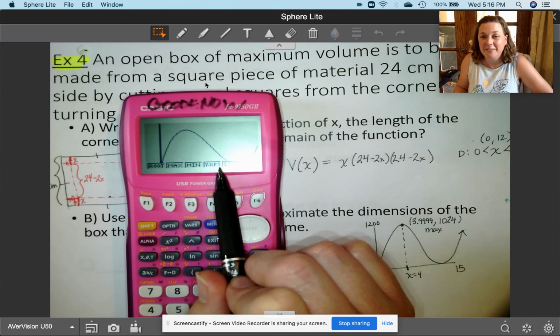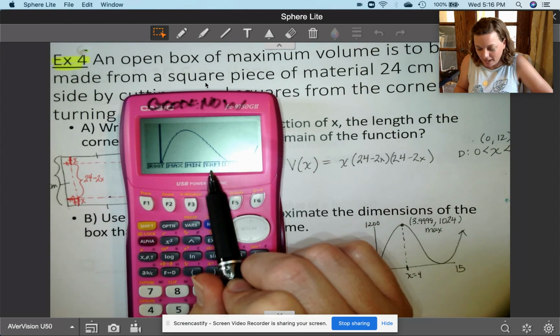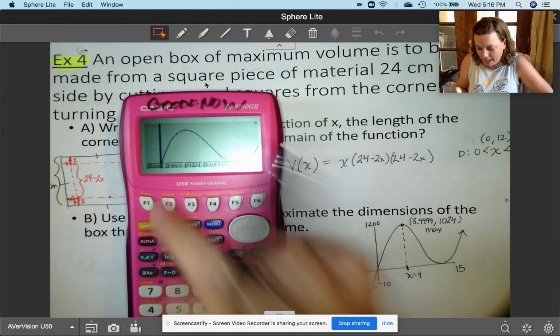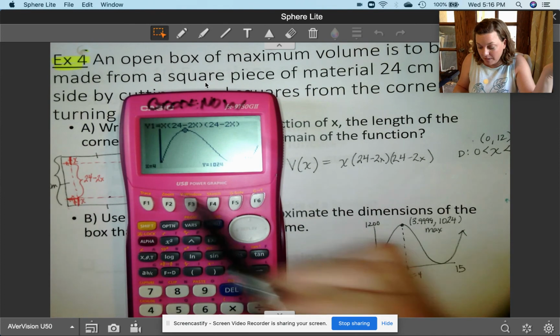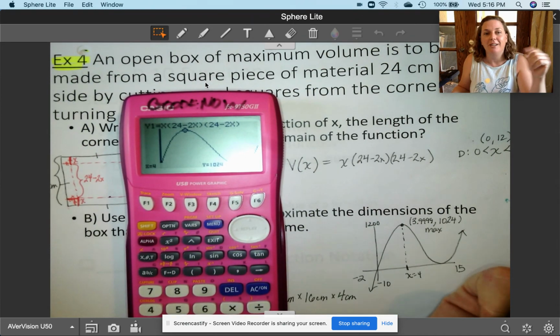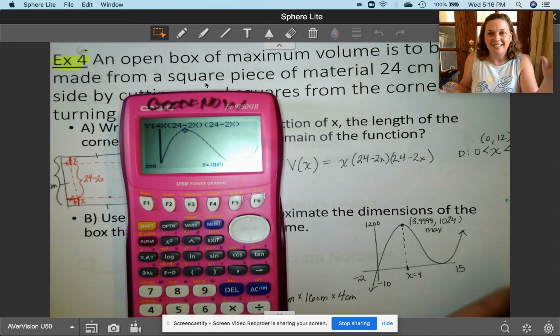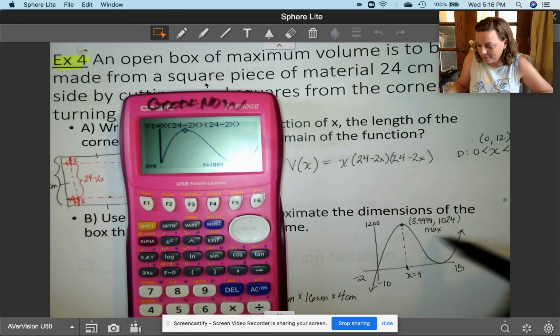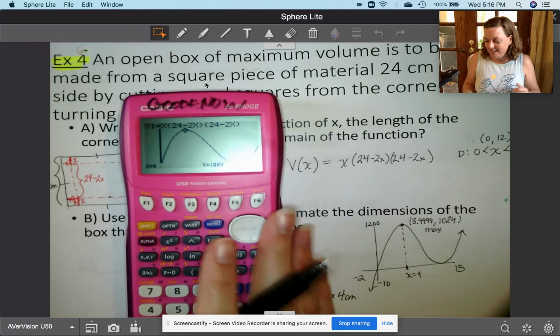Look at that, so easy. You have all these things: intersect, y-intercept, minimum, maximum. We want the maximum. You're going to press maximum, and there it is at 4, 1024. It's so awesome. The Casio is a great calculator, I swear. Okay, so that's your maximum value. You know, it's great. So easy.